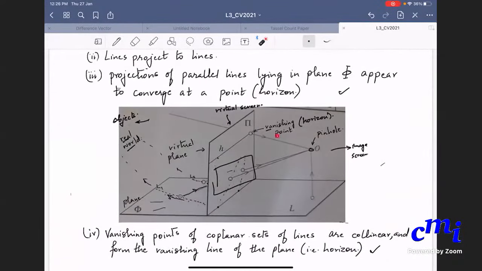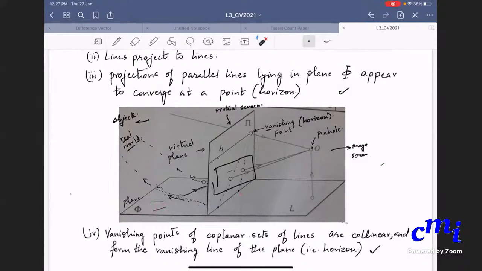Because we will be using these words vanishing point and horizon later, this idea should be clear. That is what we mean by statement number 3, that projections of parallel lines lying in a plane phi appear to converge at a point, and the collection of all these points will be called the horizon. The point is that you will have parallel lines appearing as converging in the image.